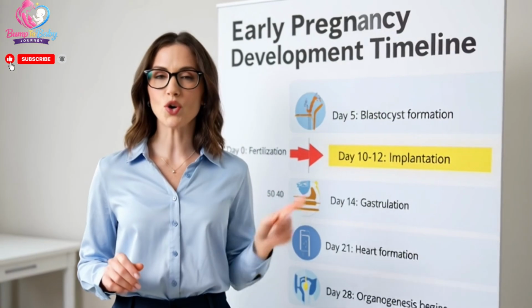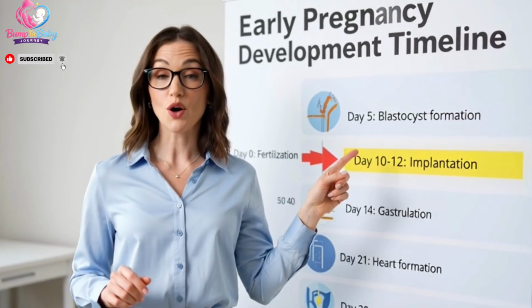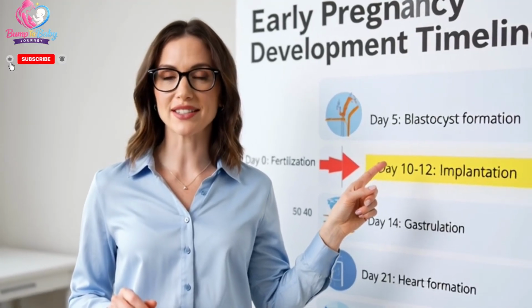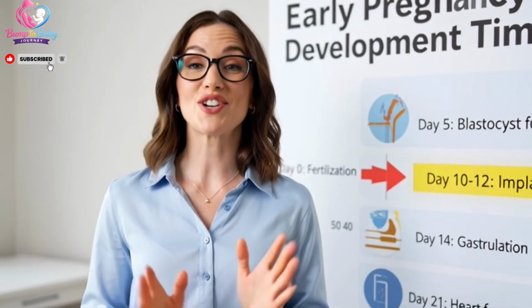Days 10 to 12 are a critical window for implantation, when the blastocyst must attach to the uterine wall. This is during the pregnancy. Successful hormonal changes are key for healthy development.